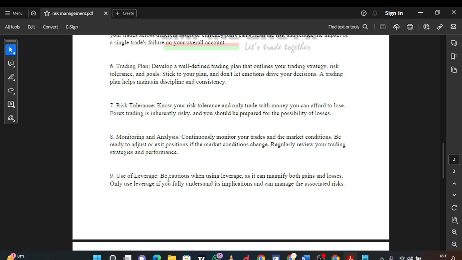That is it. So another one is the use of leverage. Some of the traders have gone for unlimited leverage.